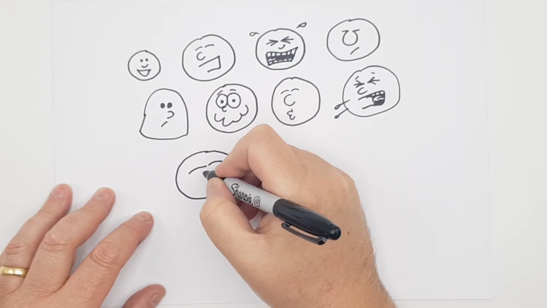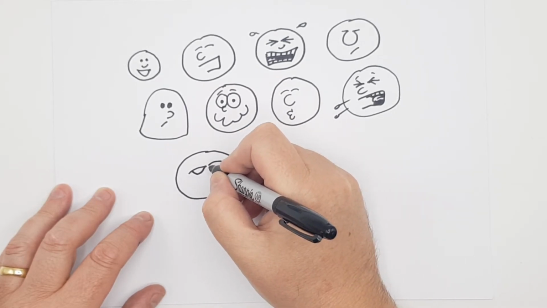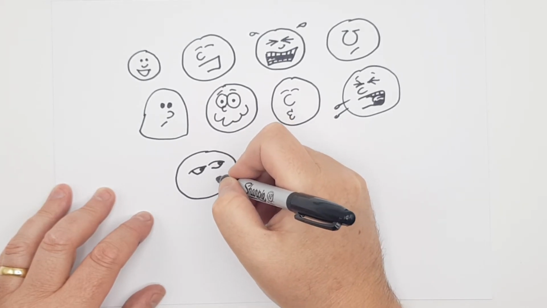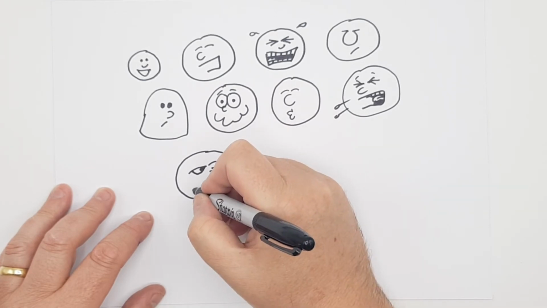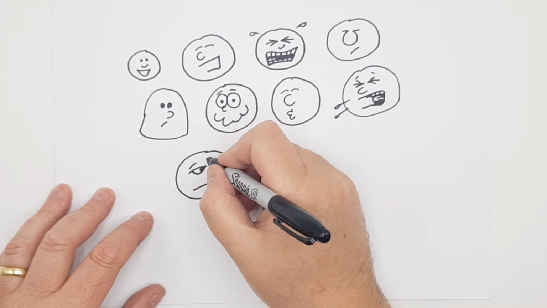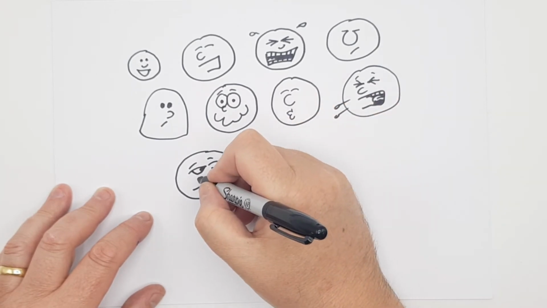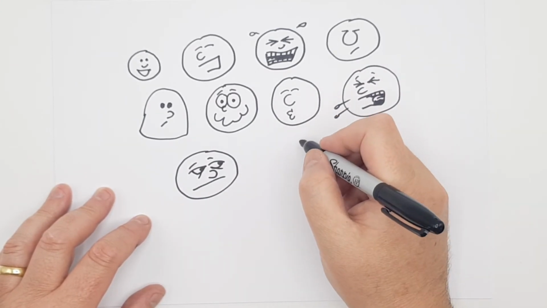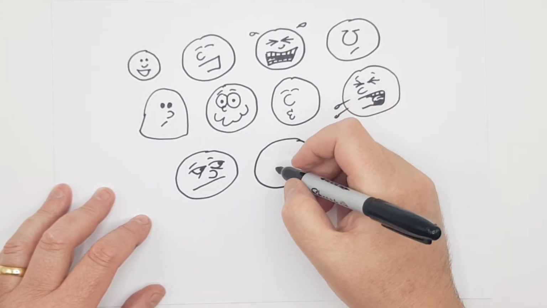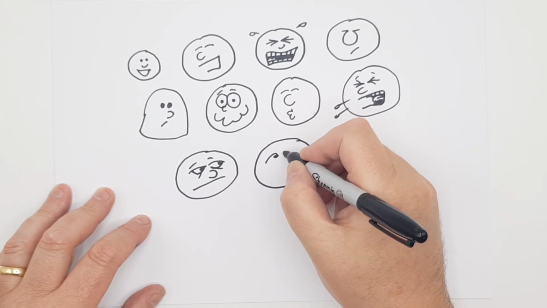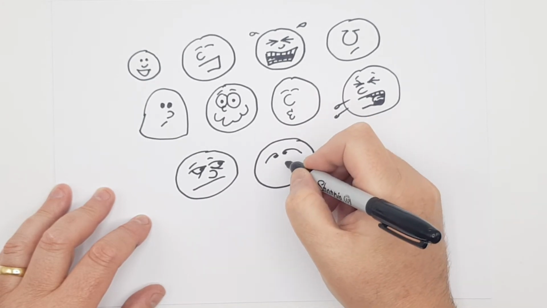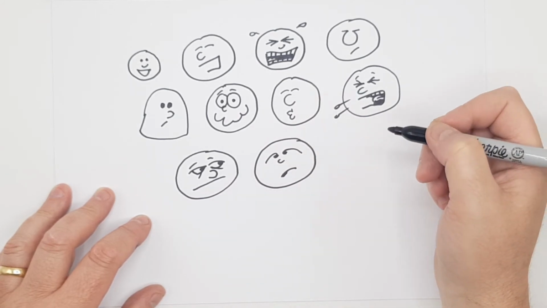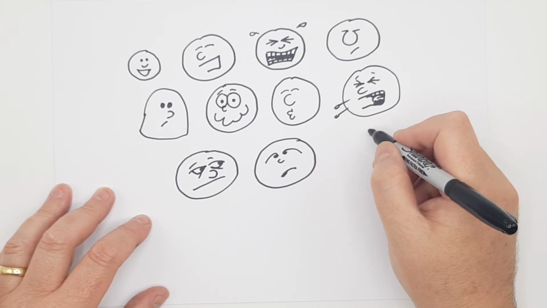Again, going for that look of sort of suspicion where you've got the eyes going off to one side. Yeah, there we go. It's always good to experiment. Just see where your creativity takes you. You might be surprised at how easily you find emotions coming out on the page as you're drawing.